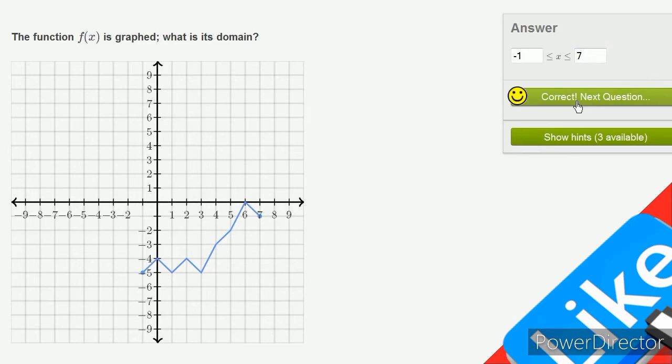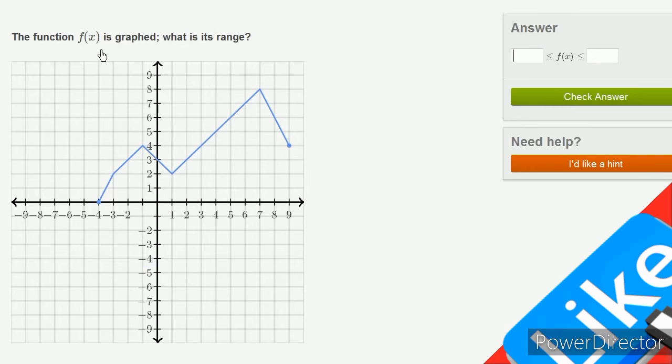Let's do a few more. The function f of x is graphed. What is its range? So now we're not thinking about the x's for which this function is defined. We're thinking about the set of y values. Where do all of the y values fall into? Well, let's see. The lowest possible y value, or the lowest possible value of f of x that we get here, looks like it's 0. The function never goes below 0.